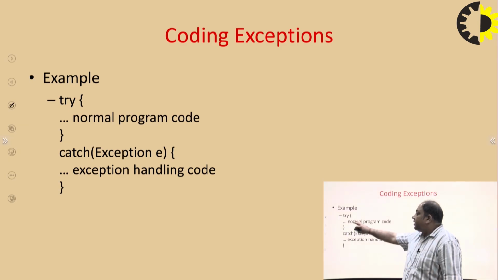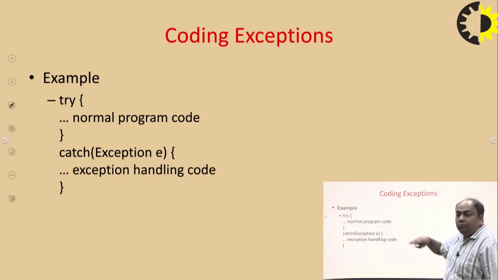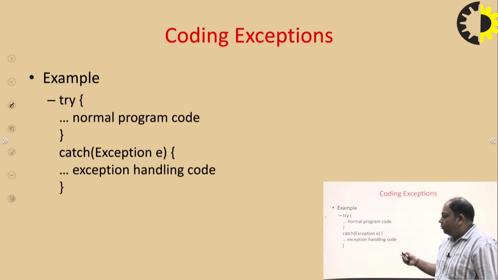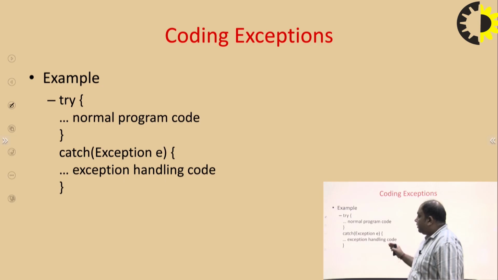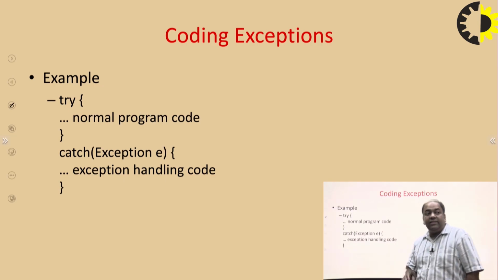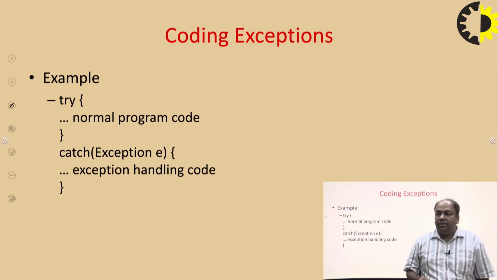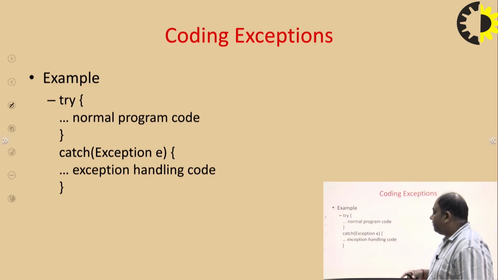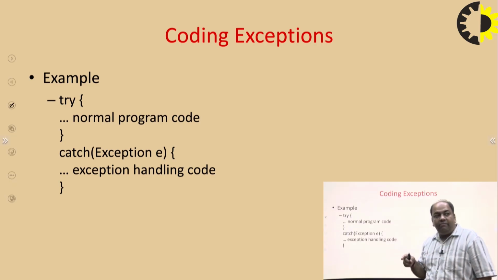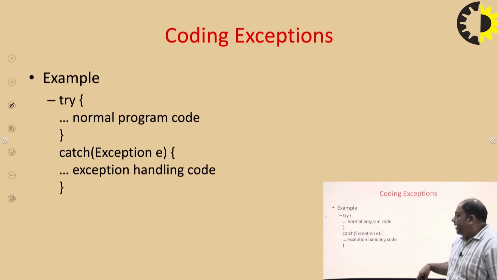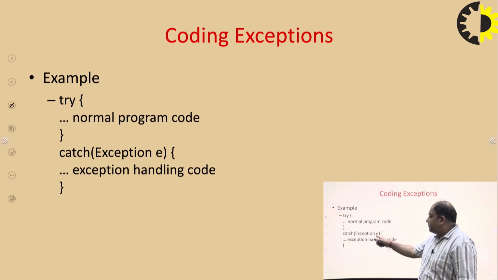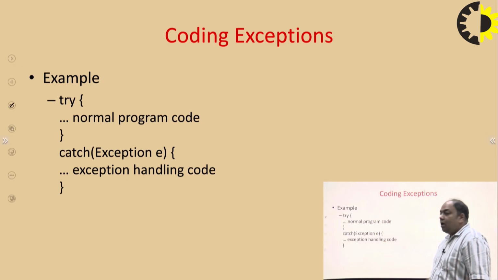Basically, we have a try, where we write the normal program code, like I have written that program of dividing by 0 or dividing by 1. Then we catch an exception by giving the type of exception which that code may have. So in that code in which we are dividing the number by 0, the error is an arithmetic error. So we write the arithmetic exception here, and then through that catch block we handle that exception.